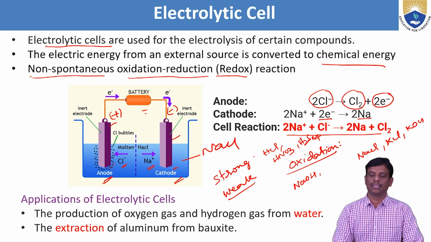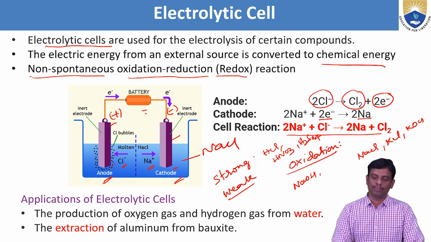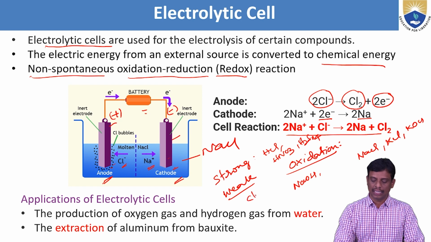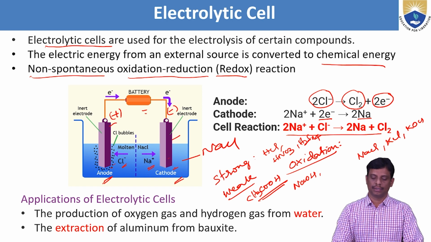Weak electrolytes are those that are only partially dissociated in aqueous solution, not completely dissociated. Those electrolytes are considered weak electrolytes. The best examples of weak electrolytes are weak acids, for example acetic acid, CH3COOH. So a weak acid is a weak electrolyte.